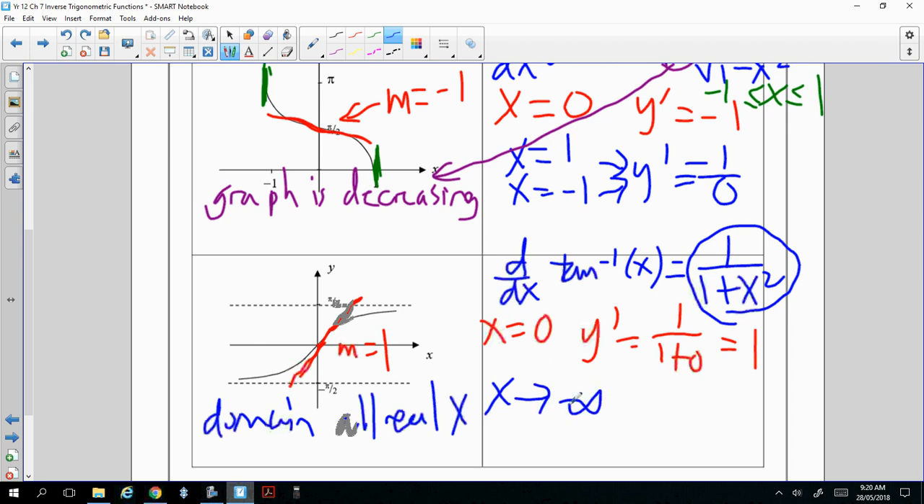It's going to go to 0, isn't it? Because you have a very big denominator, 1 over very big becomes very small, so the derivative approaches 0, which is what we expect, isn't it? So as x goes to infinity, the y dash, the gradient, approaches 0.